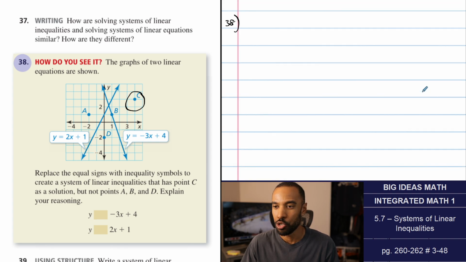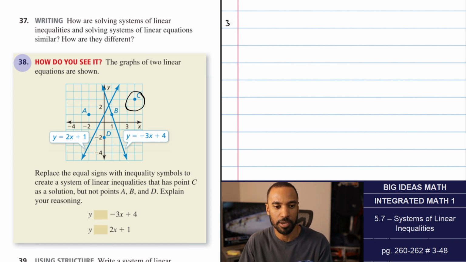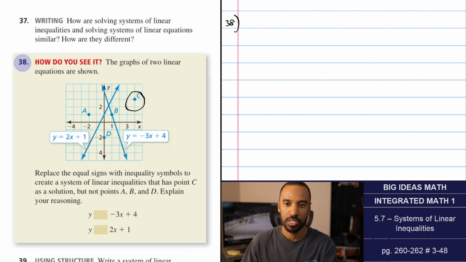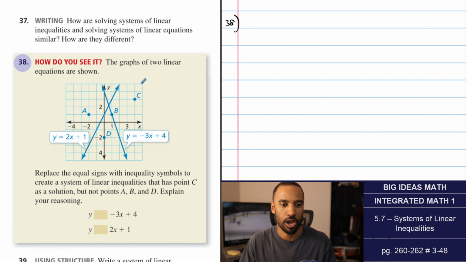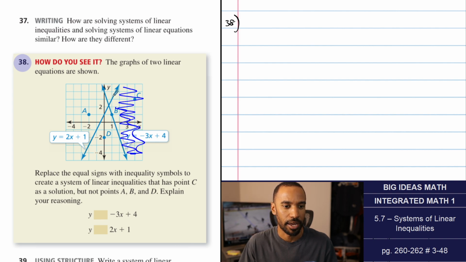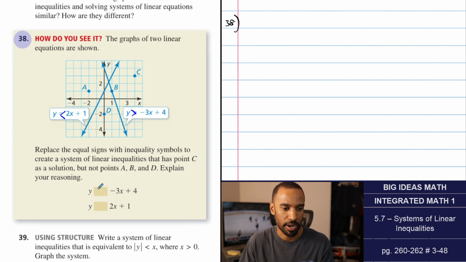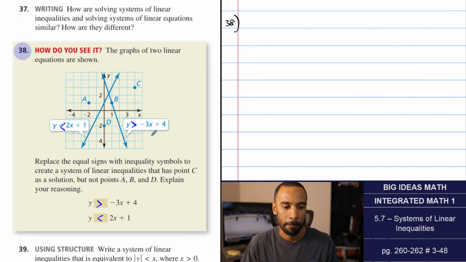Because I'm looking at you, point B, and they say point B can't be a solution. So for this to work, how will point C be a solution? Point C is a solution if this is my overlapping shaded region here. It's above this line, but under this line. So this line, we need some sort of greater than. This line, we need some sort of less than. So greater than, less than. I'll make sure to write them on my side in a bit. Does that work in total?